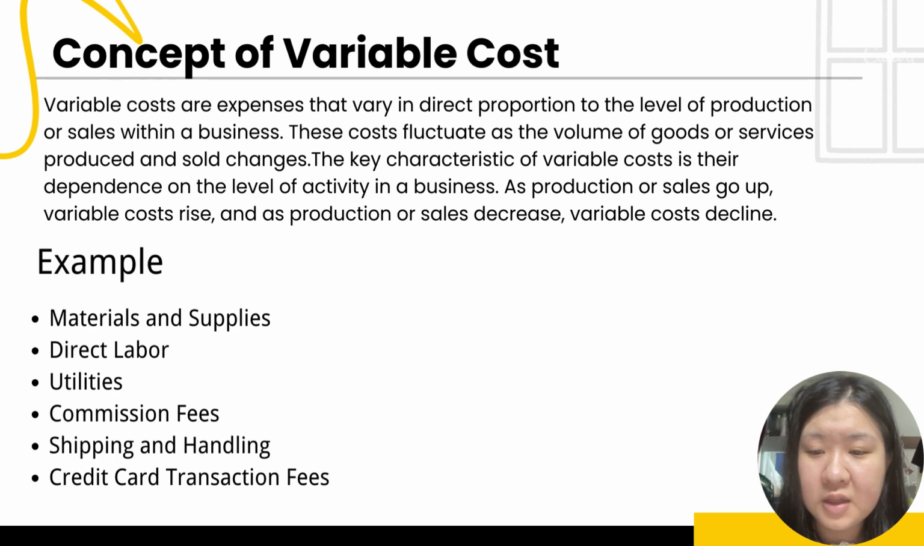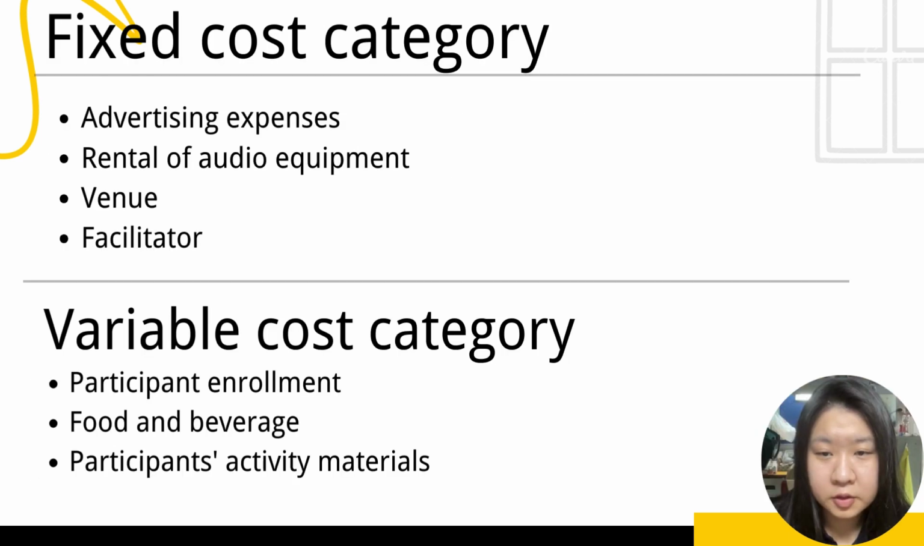And then I will put them into two categories, the fixed cost category and the variable cost category. I will put the advertising expenses, rental of the audio equipment, venue, and the facilitator into the fixed cost category. And then the participant enrollment, food and beverage, and participants' activity materials will go into the variable cost category.